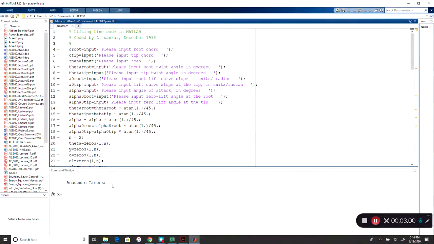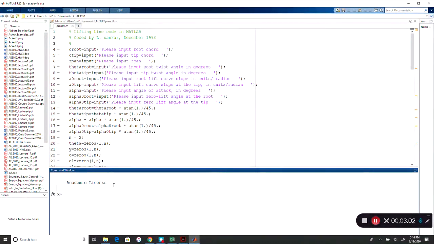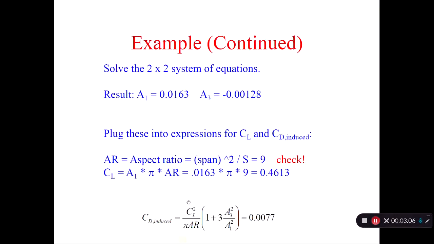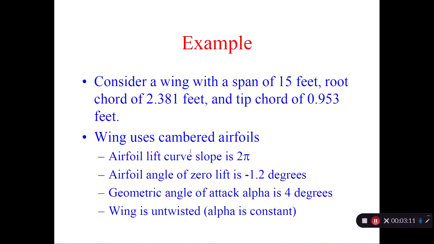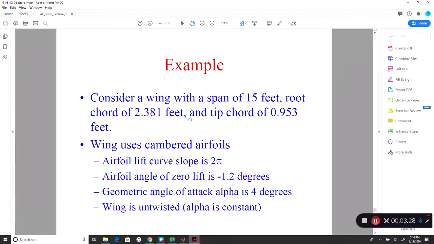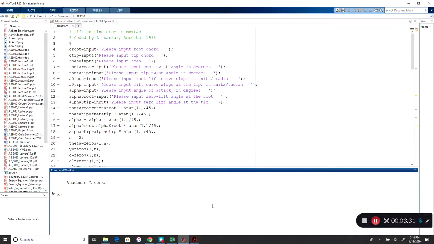So let's run the program for the case that we saw in our PowerPoint slide. Let's quickly review the case we are going to run. We are going to run for a simple trapezoidal wing. Span is 15 feet. Chord is this number. Cambered aerofoil, this is alpha naught, alpha. We just need to remember some of these numbers. Otherwise, we can always go back and forth and take a look at it. So let's go to the MATLAB program.